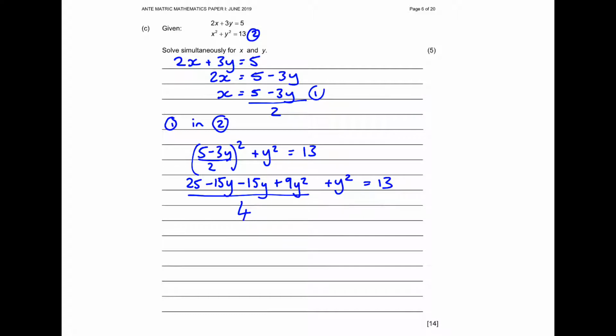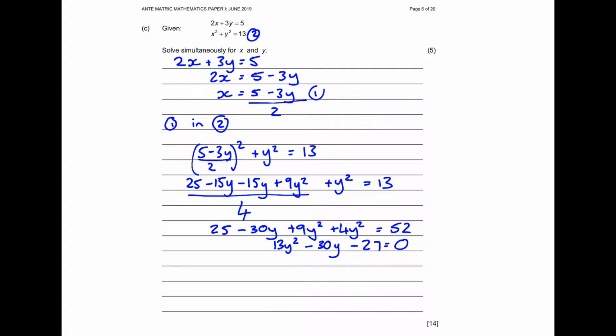Now we're going to multiply every term by 4 to get rid of the denominator. So we'll have in the numerator 25 minus 30y plus 9y squared plus 4y squared equals, and then 4 times 13 is 52. Right, so we can see now you have a quadratic. So let's get everything equal to 0. So 9y squared plus 4y squared is 13y squared. Then minus 30y is the only term with the y, so we leave that as it is. And 25 minus 52 is minus 27.